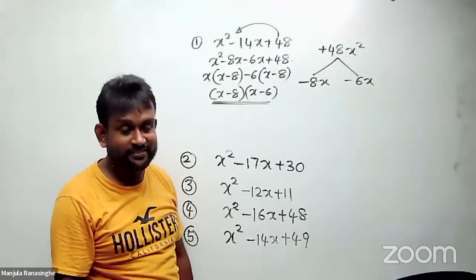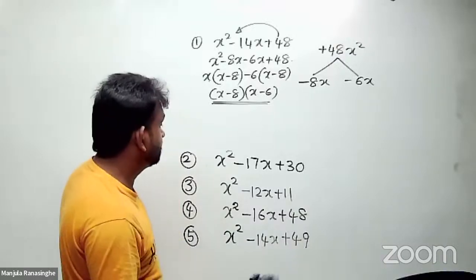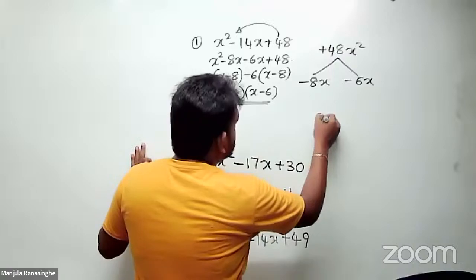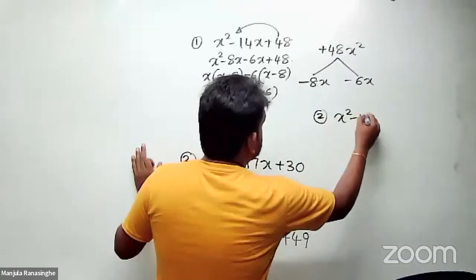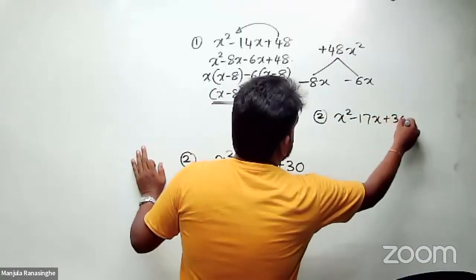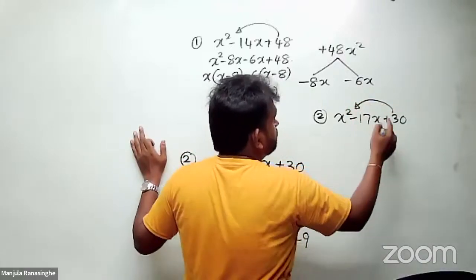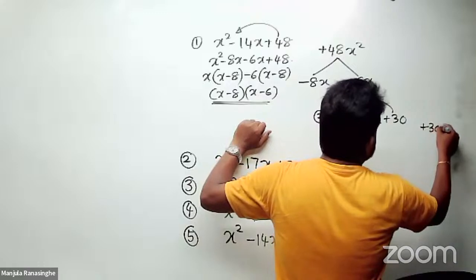Right, very good. So next one. x squared minus 17x plus 30. See there. Right, plus 30 multiplied with x squared, then plus 30 x squared.